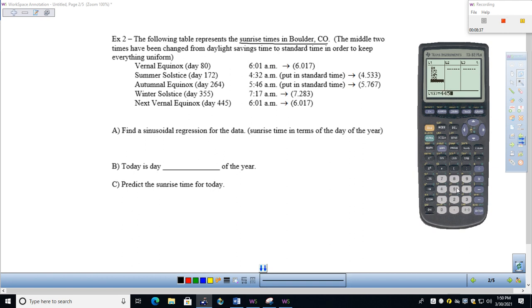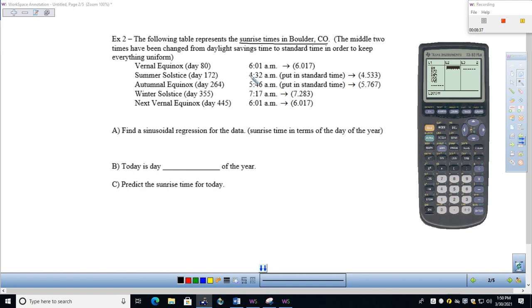And lastly, 445. So I have my 5 x values, essentially. Now we need to match up the 5 y values. Now just a couple things here. These two are during daylight savings times, and so I had to put them back in the standard form, or standard time, to make sure that everything is completely uniform there. So they're all in standard time as a result.